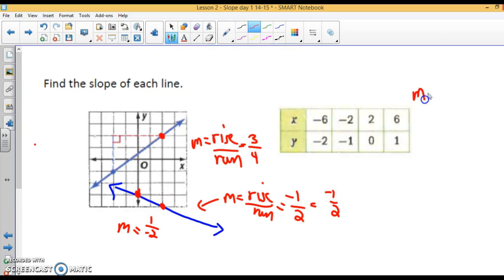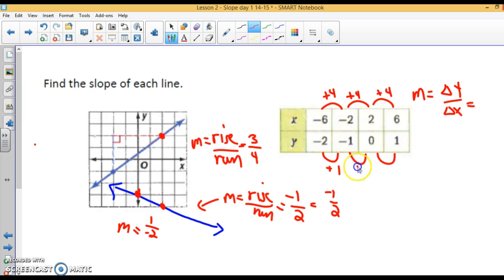All right, let's look at this one. Remember, slope, change in y over change in x. So if we're going in a table, what is my change in x? Negative 6 plus 4 is negative 2. Negative 2 plus 4 is 2. 2 plus 4 is 6. So my change in x is positive 2. My change in y, negative 2 plus 1 gives me negative 1. Negative 1 plus 1 gives me 0, or 0 plus 1. So my slope is change in y, which is positive 1, over change in x, which is 4. So my slope is 1/4. And that's the same across the board, all three of them. So it is linear.